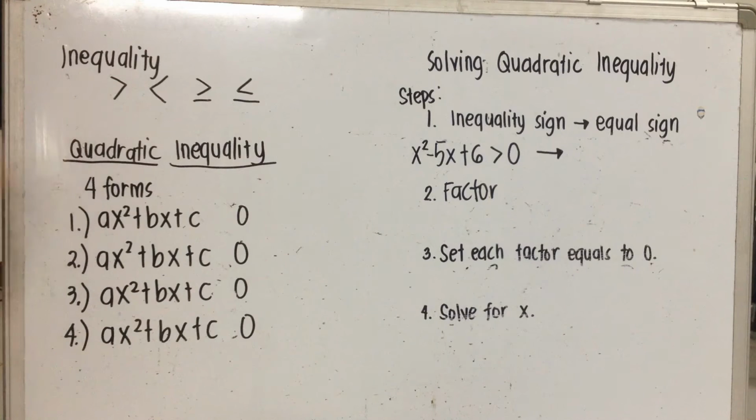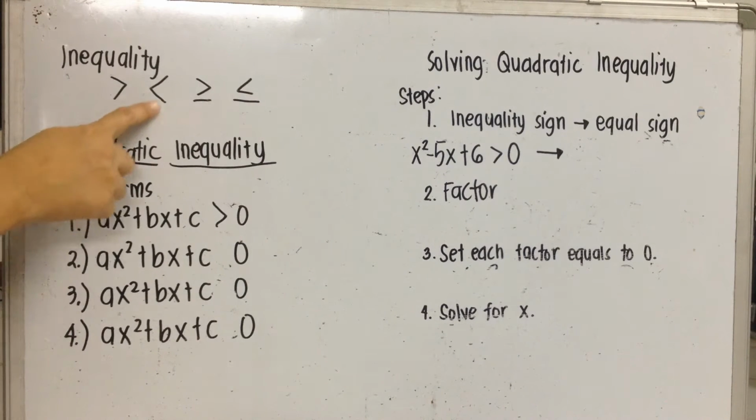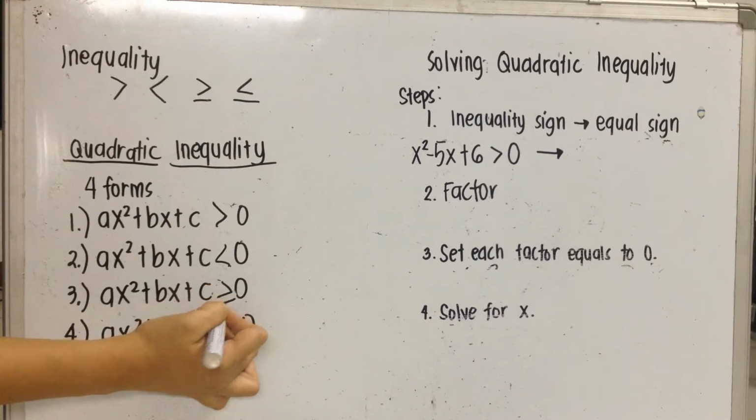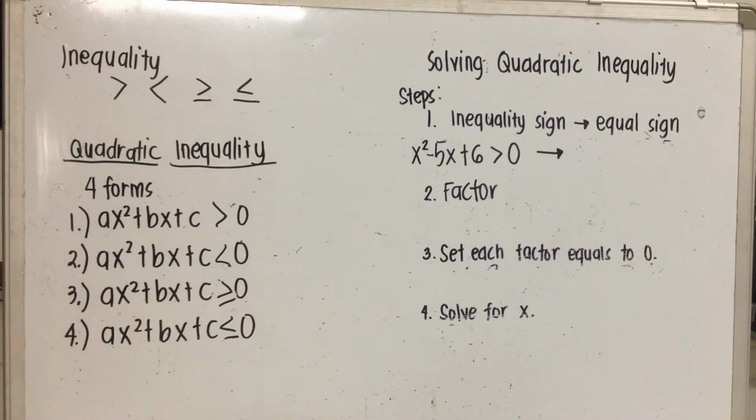So we have the ax squared plus bx plus c. That is the standard form or the general form of quadratic equation. And then, we will put the inequality symbol to make it a quadratic inequality. The next inequality sign is the less than. For the third, we have the greater than or equal to, and then less than or equal to. So, those are the 4 forms that we are going to encounter in this topic. But then, I will just give one example for this using the greater than symbol or sign.